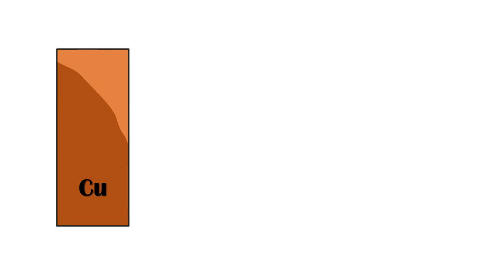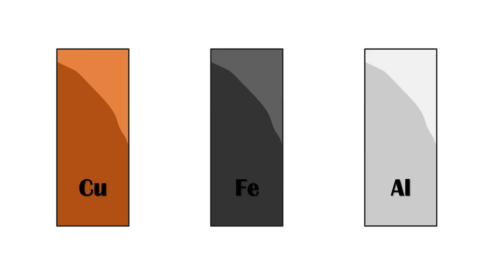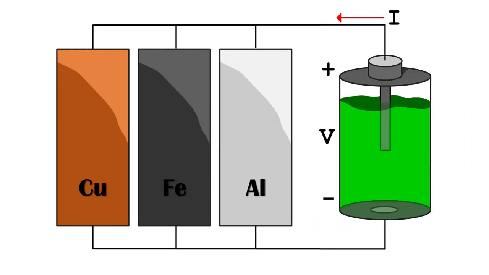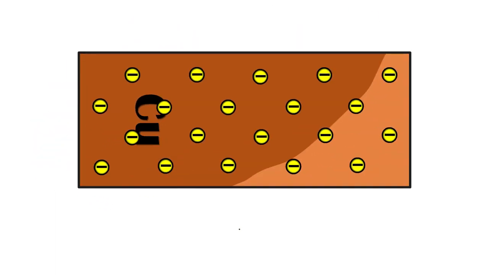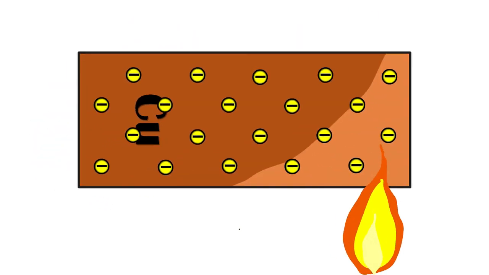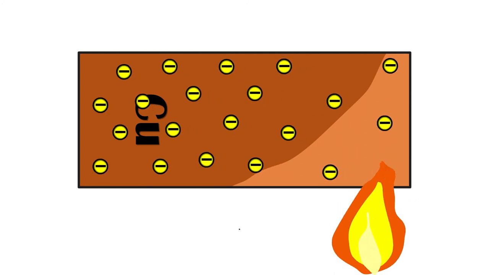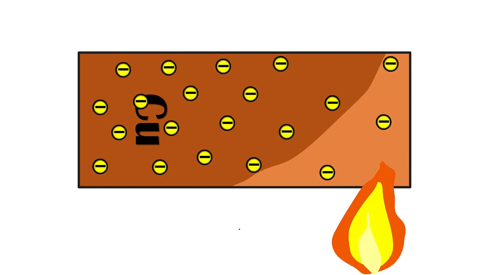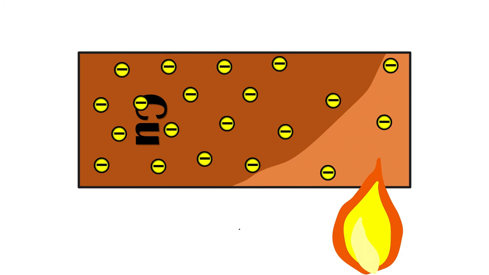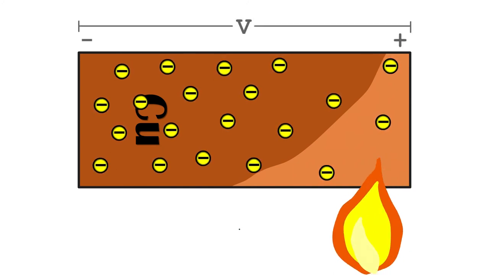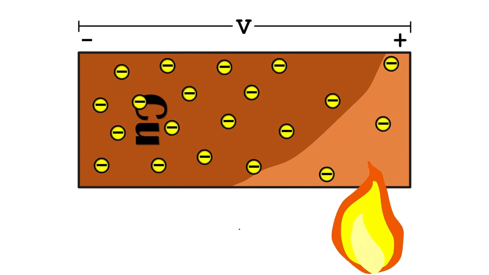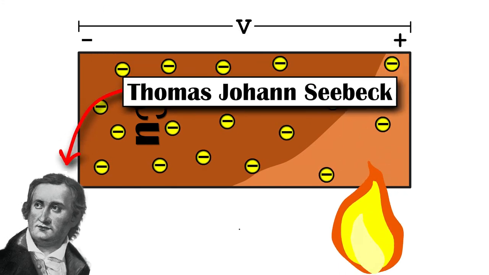Metals like copper, iron, or aluminum are electrical conductors, meaning they can conduct electricity when a voltage is applied. However, they have another property that is rather strange. If one end of the conductor is warmer than the other, the electrons move away from the warm end towards the cold end. Because the two ends now have different amount of free charge carriers, this creates a voltage difference between the two ends. This effect is known as the Seebeck effect.